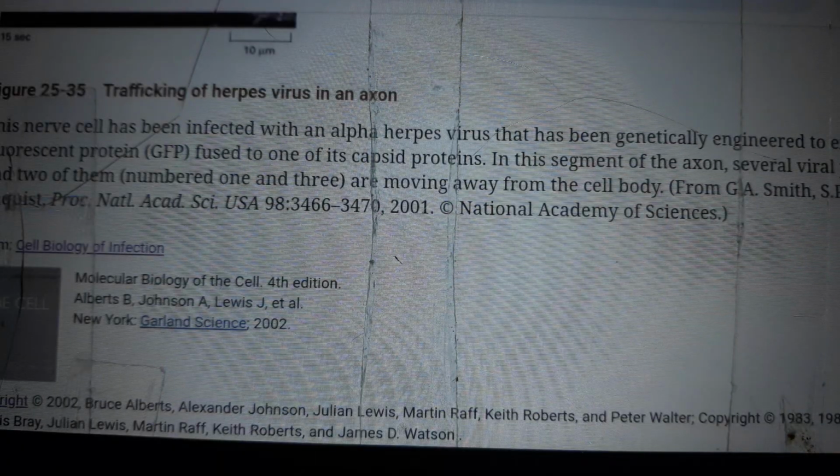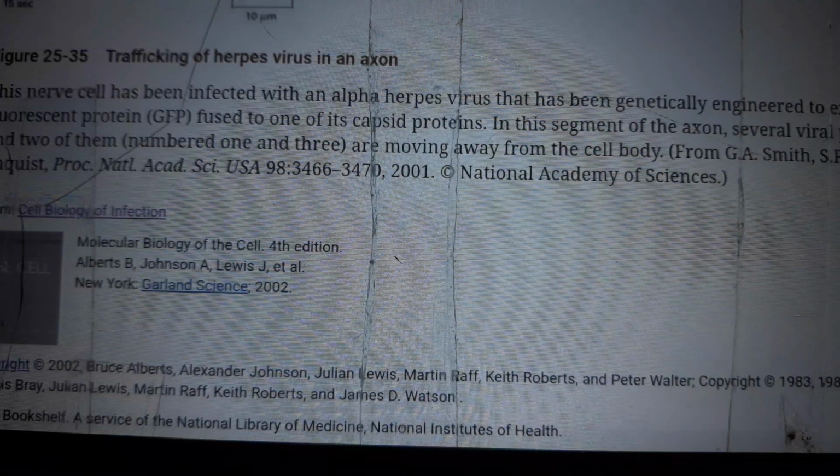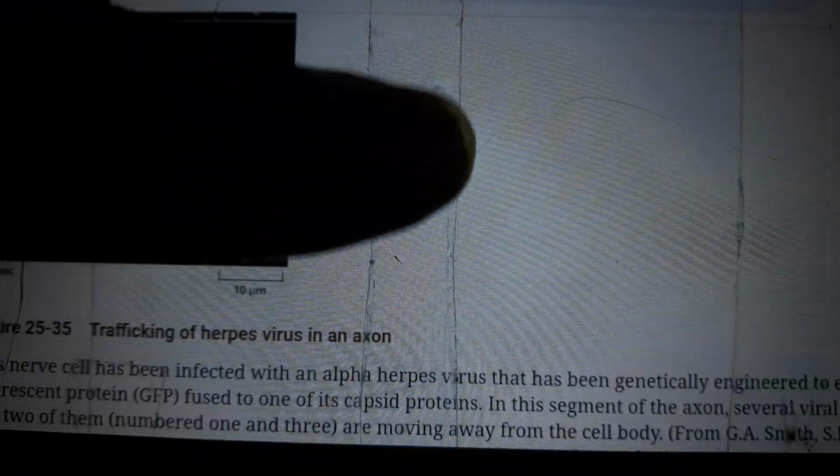Take a screenshot. This nerve cell has been infected with alpha herpesvirus that has been genetically engineered to express green fluorescent protein, GFP, fused to one of the capsid proteins. I think you can see the figures, right? In this segment of axon, several viral particles are visible, and two of them, numbered 1 and 3, are moving away from the cell body.